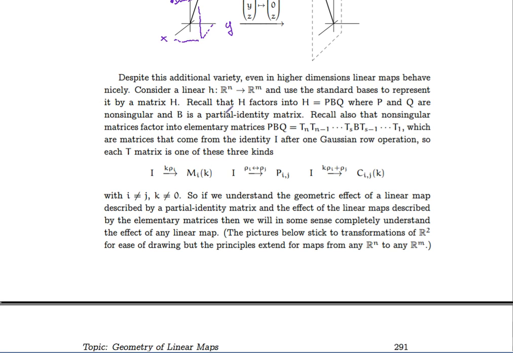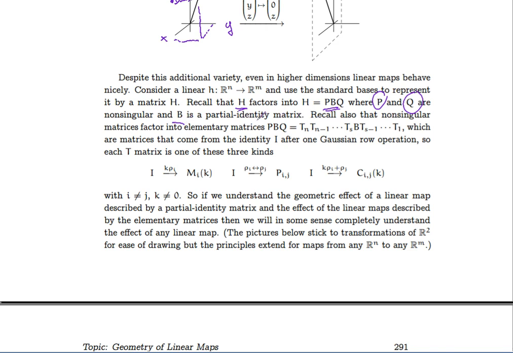Now, despite this variety, you still have a very simple behavior of these linear maps. And what we want to do is find, in a more general way, what are the possible behaviors of linear maps. And we can do this using Gaussian elimination, or what I should say is reduced row echelon form. Now, we talked about how any matrix H can be written as PBQ, where P and Q are non-singular, and B is a partial identity matrix.